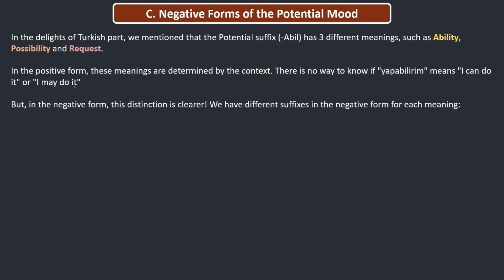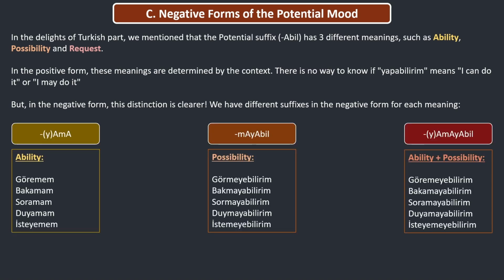But in negative this changes, because in negative the distinction is more clear. We just have different suffixes. And what are those suffixes? They are simply those bad guys. Ama, mayabil, amayabil. Okay, I will say it one more time. Ama, mayabil, amayabil.